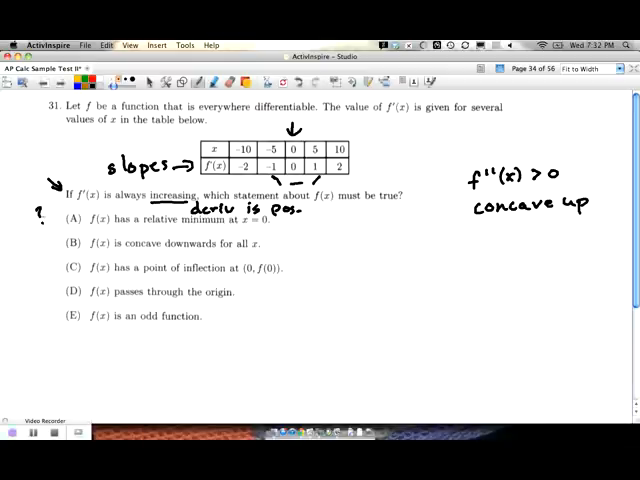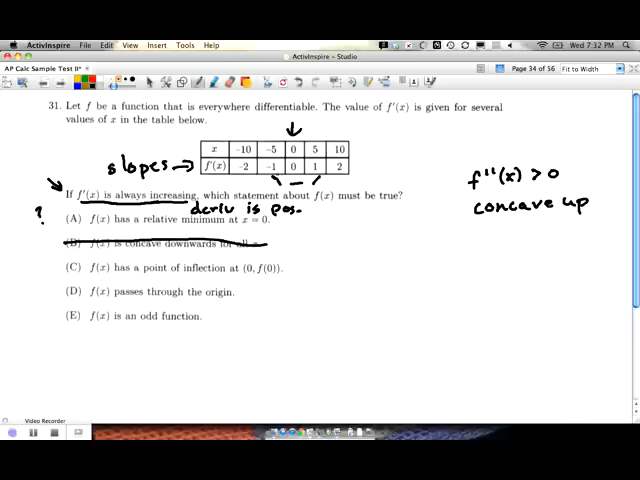Maybe that could be, that's a possibility. Let's look at B. f of x is concave downwards for all x. No, that's definitely not true because f prime of x is always increasing. f of x has a point of inflection at 0, f of 0.